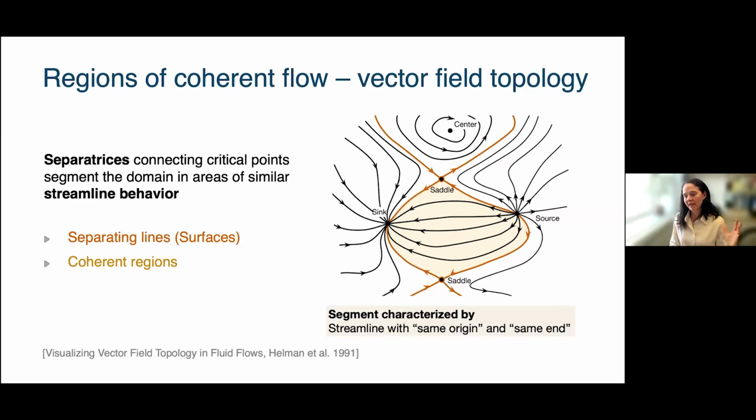This vector field topology builds on the streamline concept, and therefore it's mainly meant for static flows. Also, in 3D it becomes very complex, but there are some possibilities to extend it to time-dependent flow and keep some of these ideas, either looking at separating lines or at coherent regions.